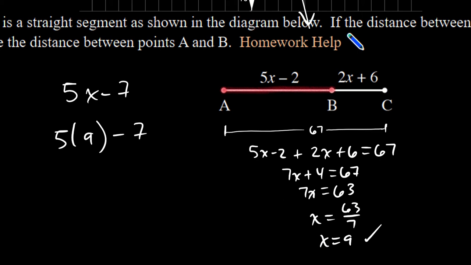5 times 9 is 45. And then minus 2 is going to give me 43. So 43 miles, M-I-L-E-S, is the distance.